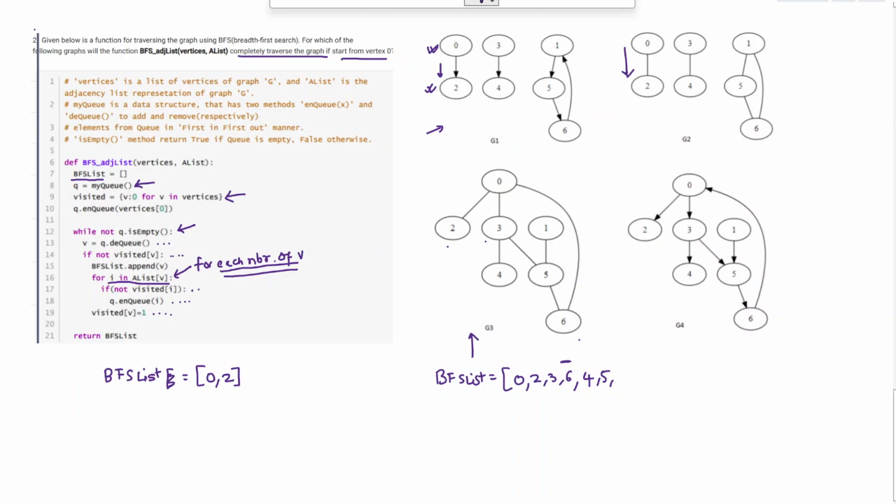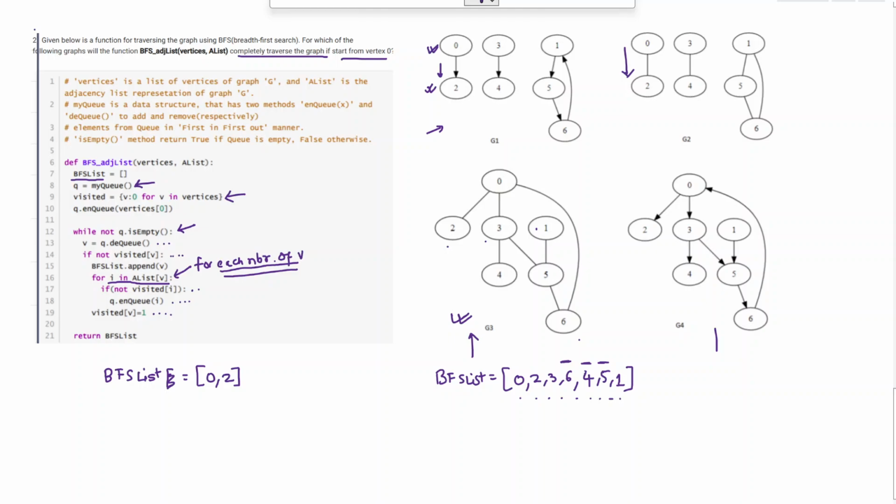And then the neighbors of 4. What are the neighbors of 4? Just 3, and 3 is already visited, so you don't have to add. Next, all neighbors of 5. There is one neighbor of 5 which is unvisited, which is 1, so 1 will be added at the end, right? Now we can observe that in one BFS, if you call this function once, all of the vertices are visited, right? So G3 is positive in the sense that if you start from 0, all vertices will be visited, right?